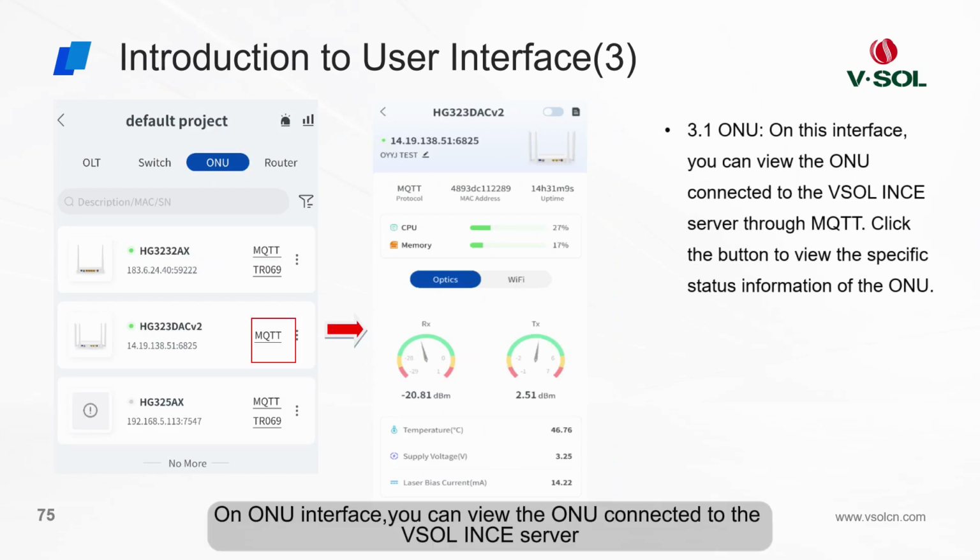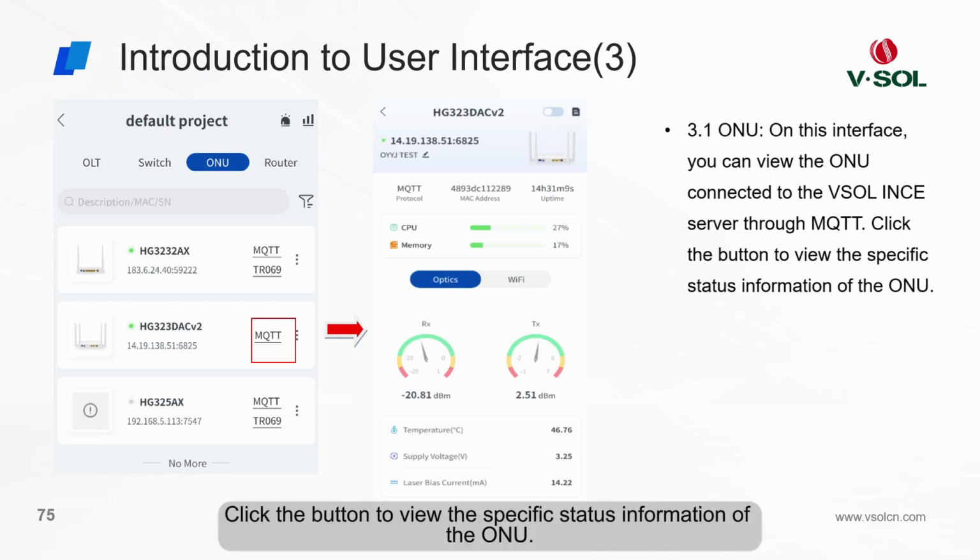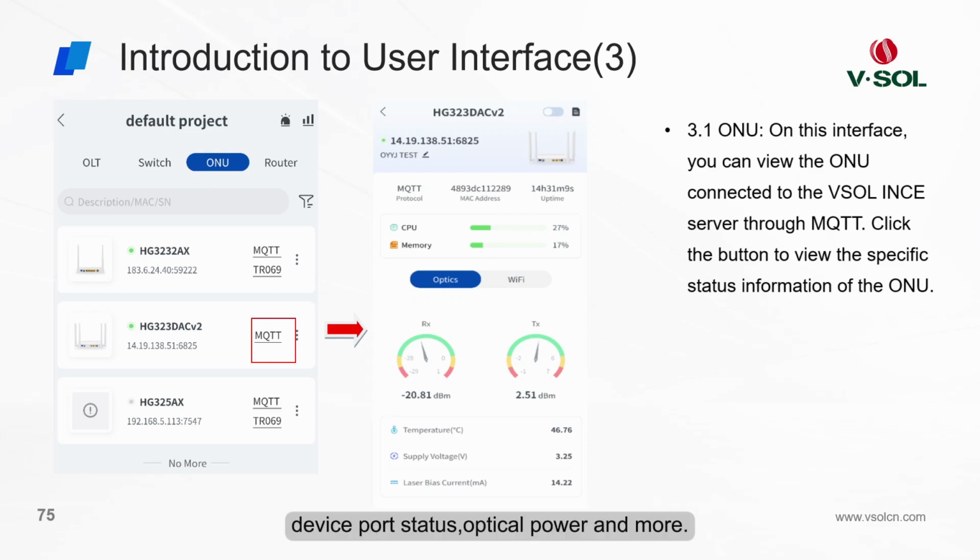On the ONU interface, you can view the ONUs connected to the VSOL INCE server through MQTT or TR069. Click the button to view the specific status information of the ONU. It includes software version, device running time, CPU and memory usage, device port status, optical power, and more.